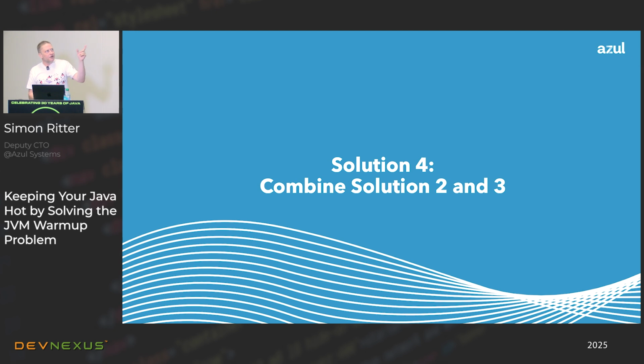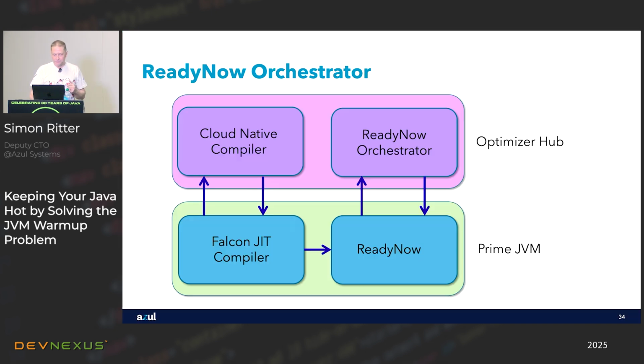Solution 4, what about if we combine solutions 2 and 3? So what we did here is we created a thing called the Ready Now Orchestrator. Essentially what that does is it says for the Ready Now profiles, rather than keeping them locally, we can keep them in effectively an S3 bucket or a remote file system. And that way, when a service starts up, we can provide it with whatever is the latest and greatest Ready Now profile. We don't have to bake the profile into the Docker image.